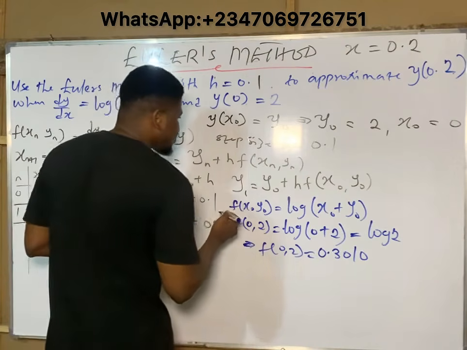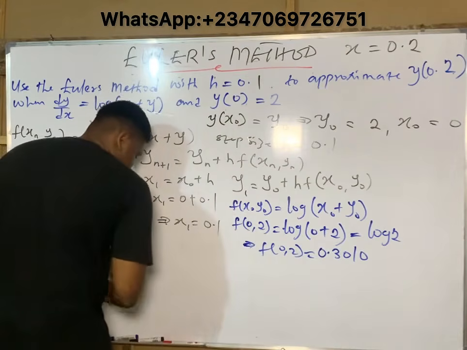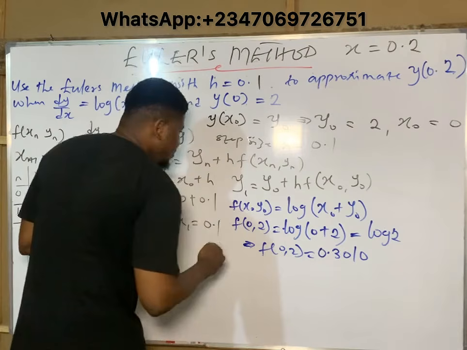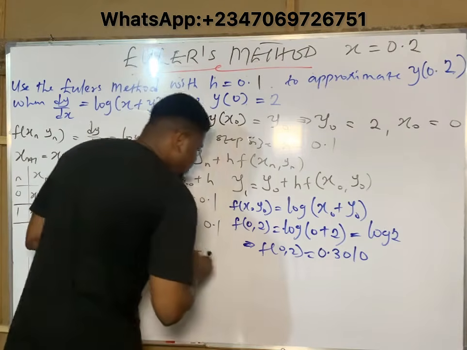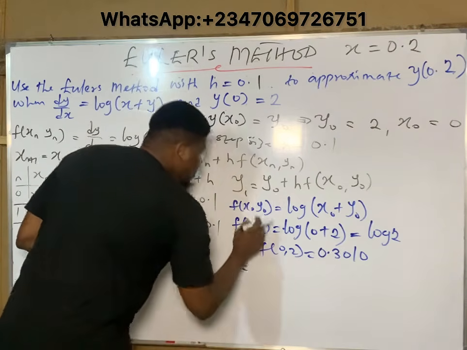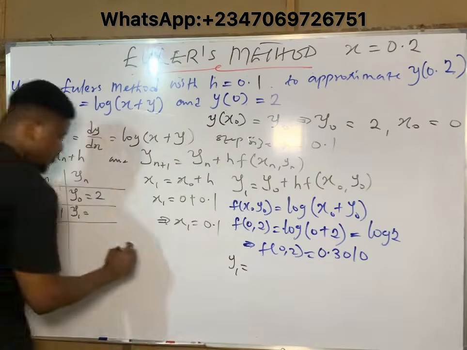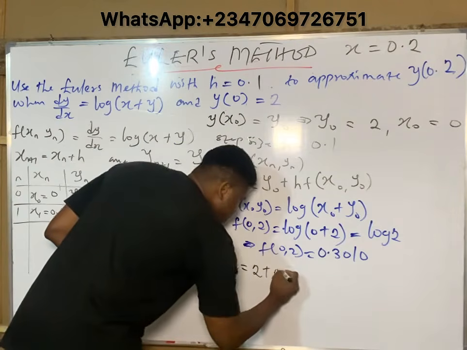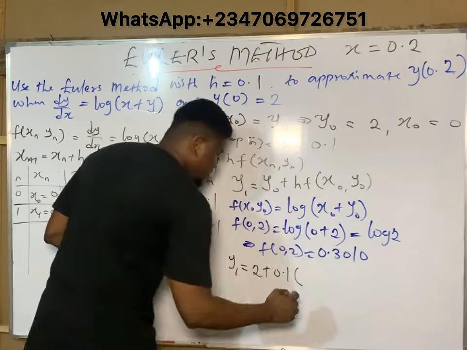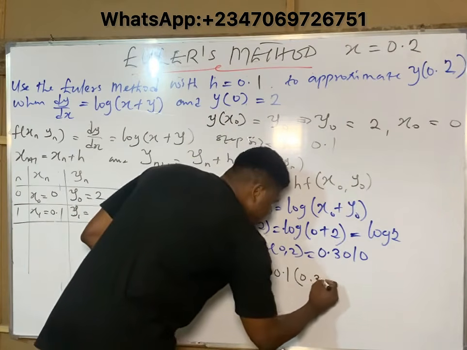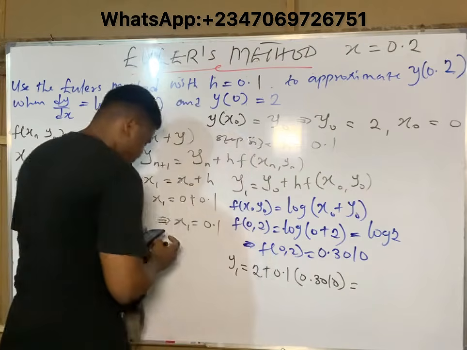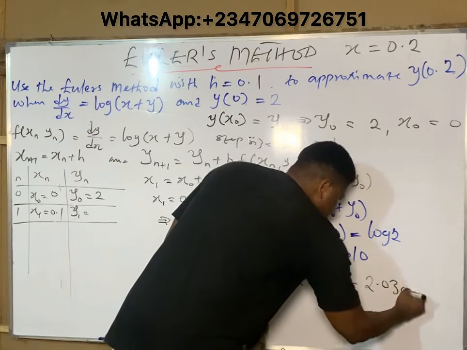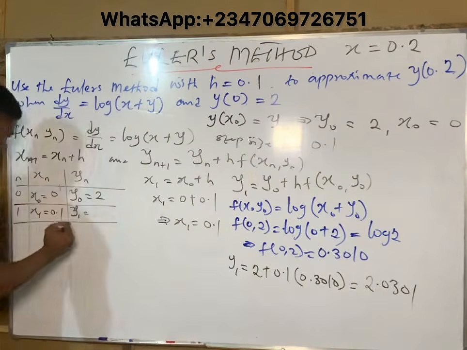So we simply now plug into the equation to find the value of y1. So y1 is equal to y0. y0 gives us 2, so you have 2 plus h, and h is 0.1, multiplied by f of x0, y0, which gave us 0.3010. So I'll simply evaluate everything together. So this simply gives us 2.0301.